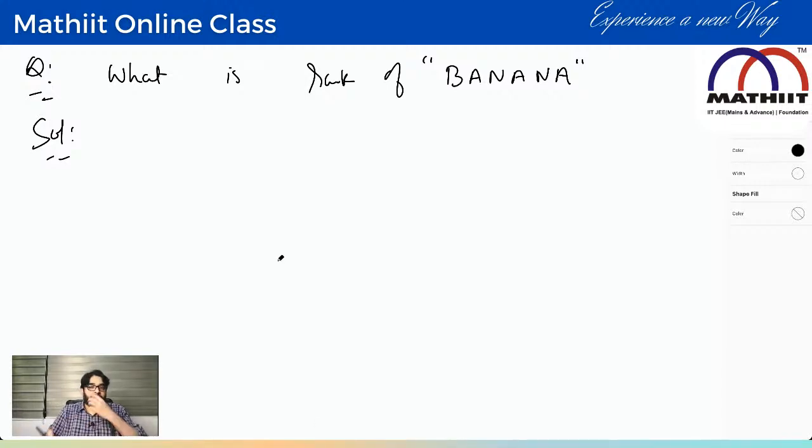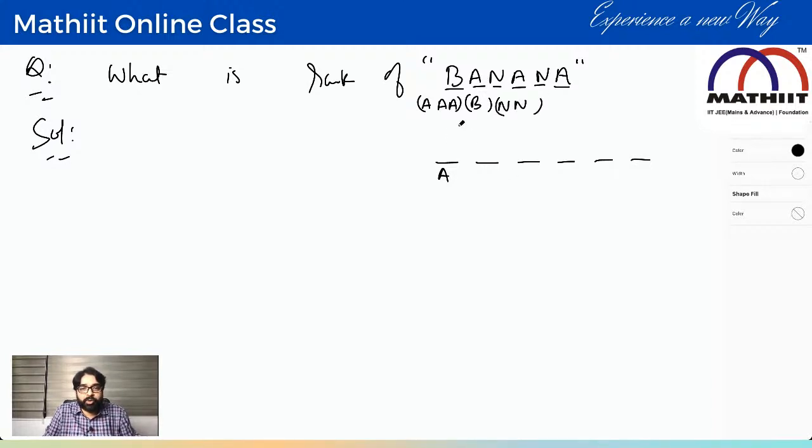Let's see. When we write in alphabetic order, first it will start with the A. How many letters are there? 1, 2, 3, 4, 5, 6. It will start with the A. Now if you arrange this in alphabetic order, it will look something like this: A 3 times, B, and then N 2 times. So 1 A I take in, 2 A, so a total of 5 is left.